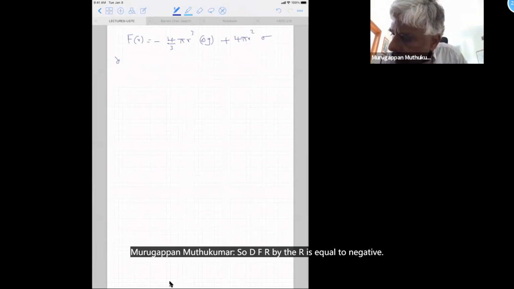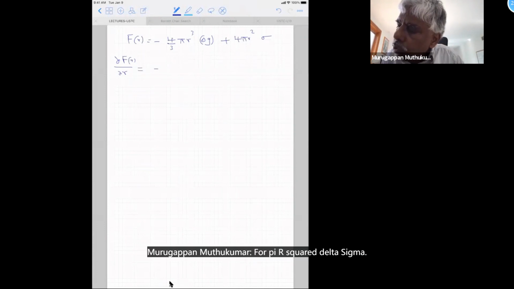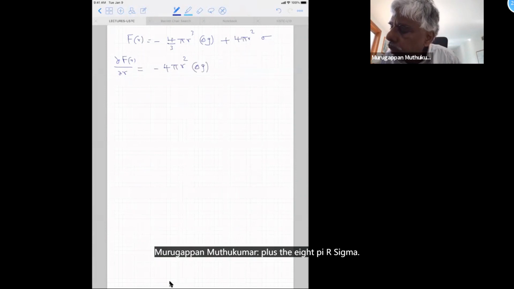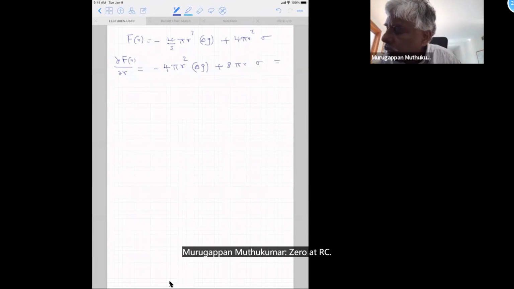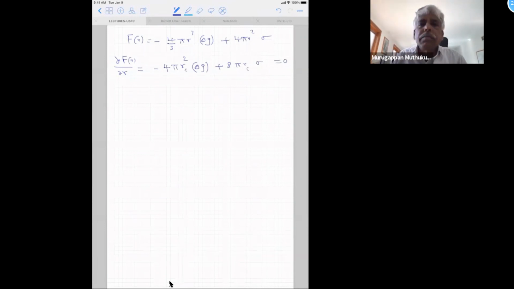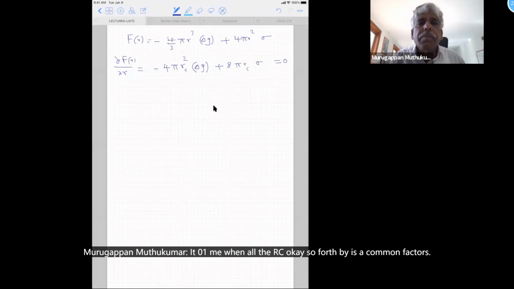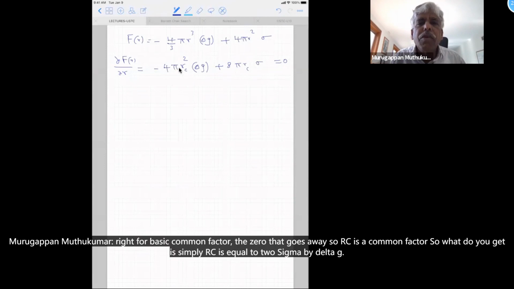So dF/dR is equal to negative 4 pi R squared delta sigma plus 8 pi R sigma, and I'm going to equate it with 0 at RC. It is 0 only when R is equal to RC. Okay, so 4 pi is a common factor, right? This is 0, that goes away. So R is a common factor. So what you get is simply RC is equal to 2 sigma by delta G.